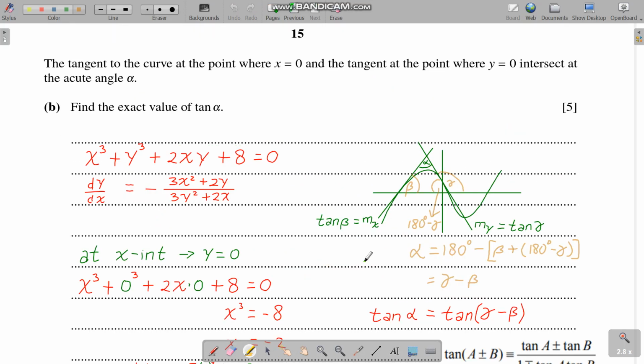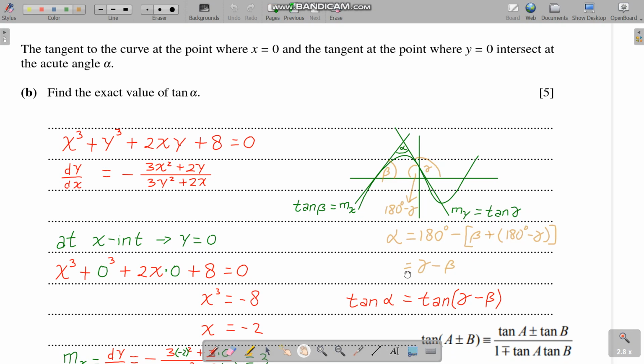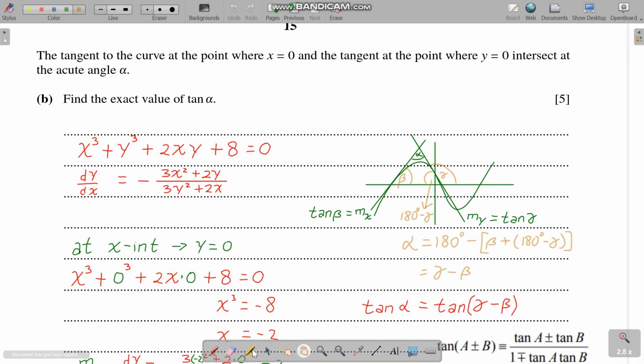Okay, next part. The tangents to the curve at the point where x equals 0 and where y equals 0 intersect at the acute angle alpha. We don't know the shape of the curve. We only know this is the equation, and we know the dy/dx from previously. So let's say the curve is like this, a totally random, unrelated curve, just to visualize things. Where x equals 0 and where y equals 0 are the y-intercept and x-intercept. So the tangent at the x-intercept and the tangent at the y-intercept form this angle called alpha.